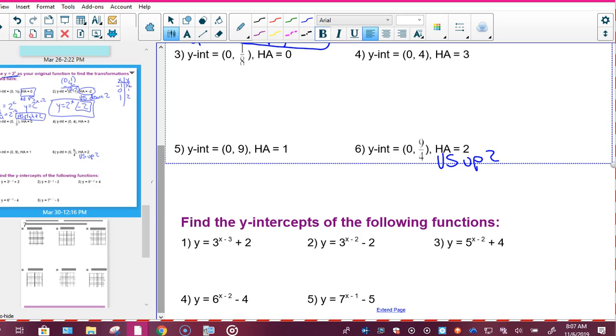If, from the first one we did, we just added 2 to our original y-intercept, would we get 9/4? No. So that means there's also a horizontal shift. That's how you can tell those both. If you took your original and added 2, you would not get this, so there's also a horizontal shift. Now we're going to set it up like we did number 1.